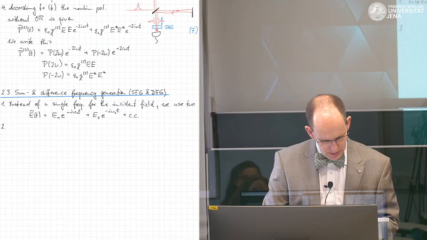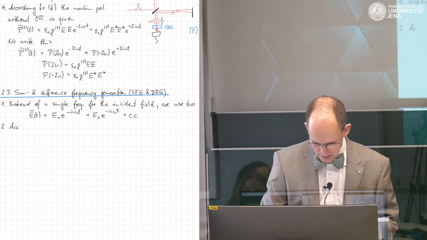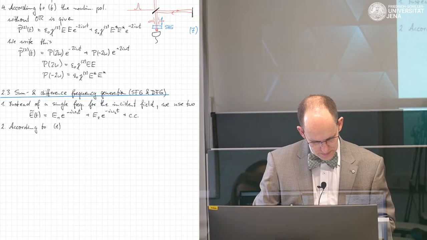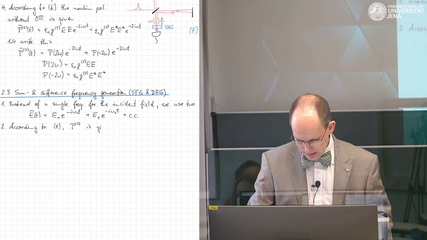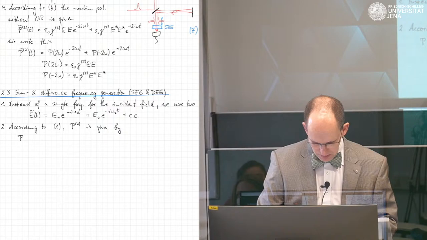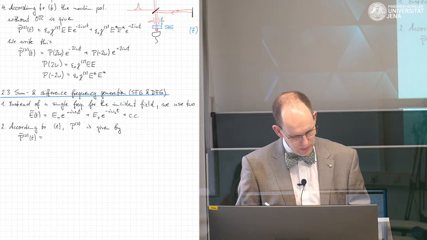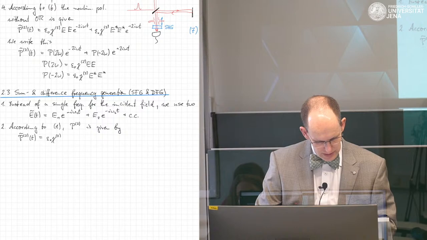So according to equation one, P2 of t is given by just the square of both. And if we multiply it out, then it gets already a little bit lengthy.